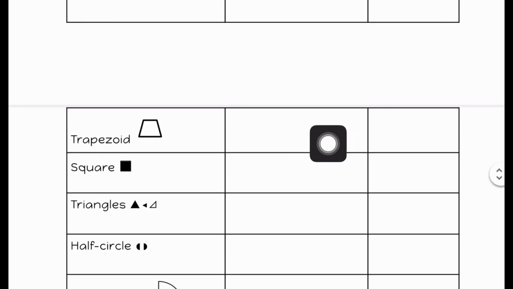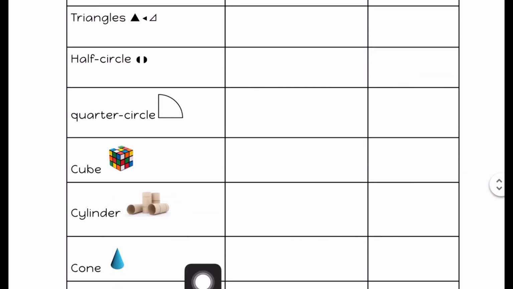How many trapezoids have you found at home? Tick marks or tally marks, number. And you continue all the way through. Have you seen cubes? If there are no cubes, then you can put 0. Cone, how many cones have you found? 3 or 3. It's up to you, okay?